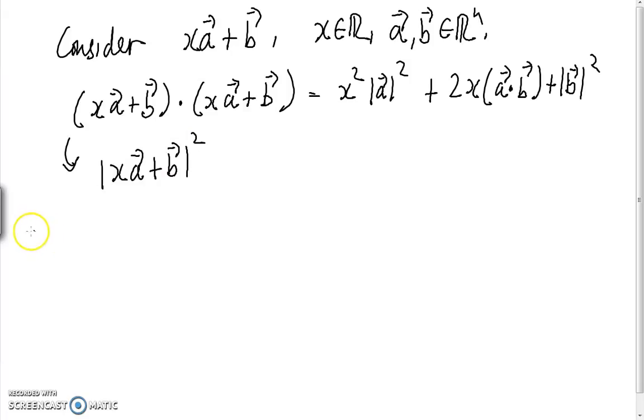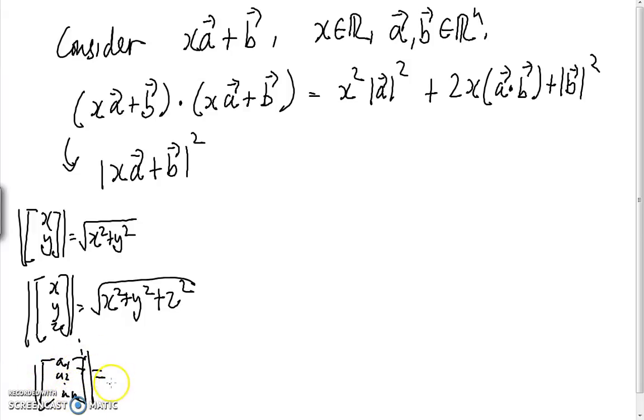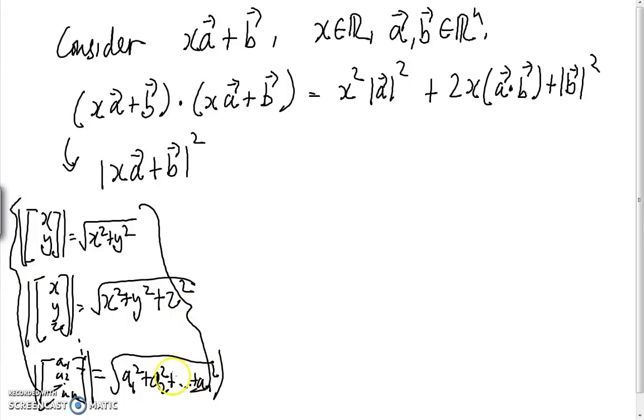So the norm in R2, the magnitude of a vector with two coordinates x, y, is the root of x squared plus y squared. With three coordinates in R3, we can extend that quite naturally. It's just root x squared plus y squared plus z squared. You can imagine that if we have n of these, a1, a2, up to an, it's just the square root of a1 squared plus a2 squared all the way to an squared. So this is just the norm or the magnitude of a vector in Rn.